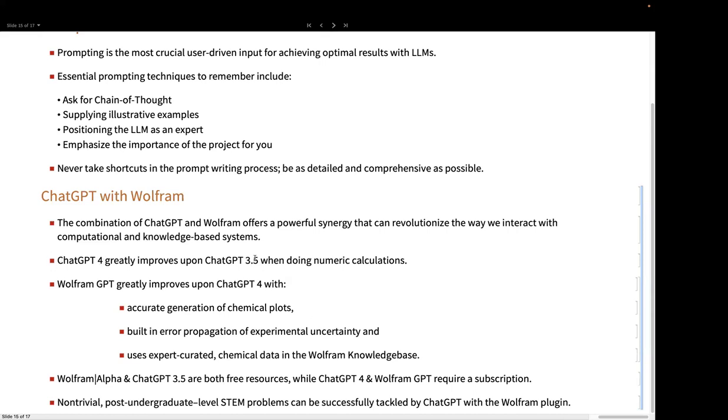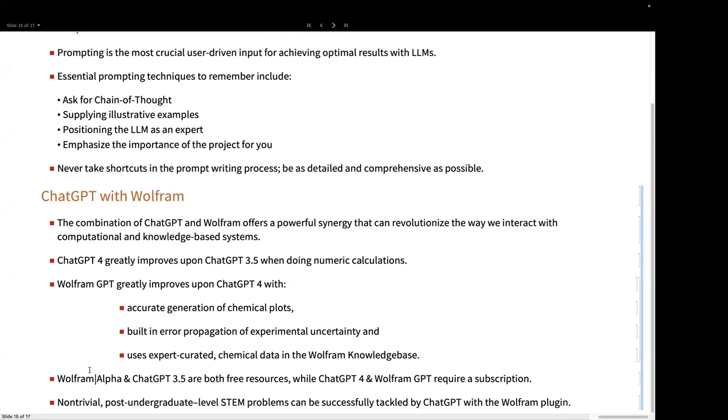ChatGPT-4 does better than 3.5 because it can do the math inside of Python, so it's more reliable rather than just making it up as it goes. And then our Wolfram GPT improves upon ChatGPT-4 because we can generate chemical plots, we have error propagation built in, and the data that it's pulling from is expert-curated chemical data rather than just whatever the internet happened to think about. So we have a reliable source of chemical information.